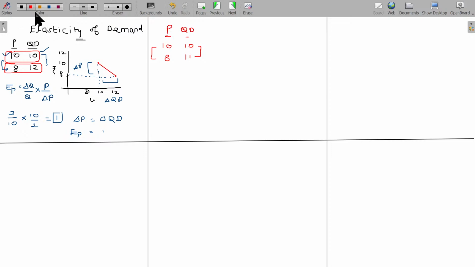If I plot that in a graph, let's see in the graph. So I start with the 8 number here. 8, 10. Similarly here, this one is 8, 10 and 12.